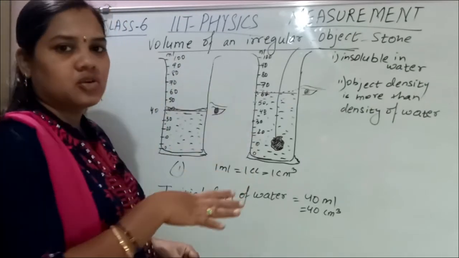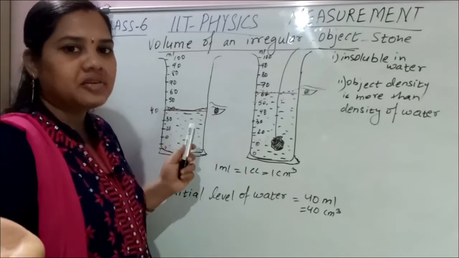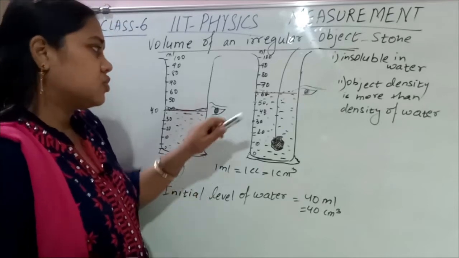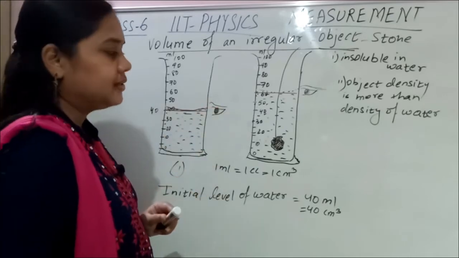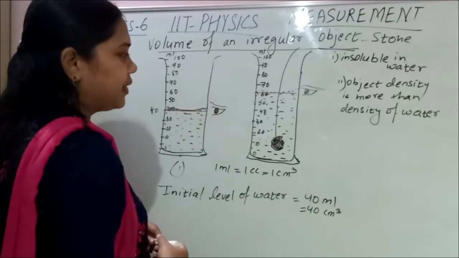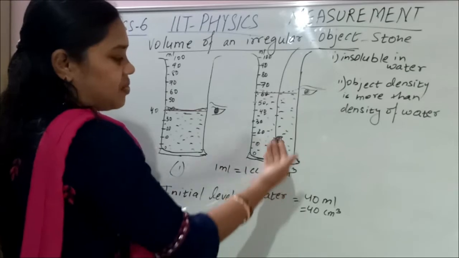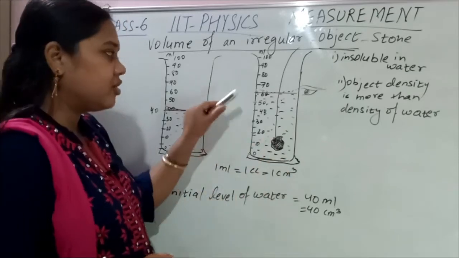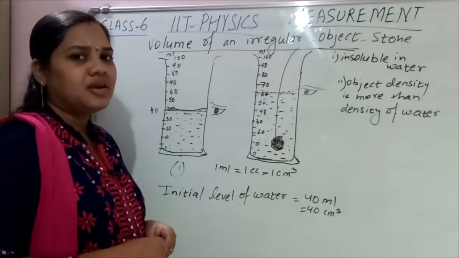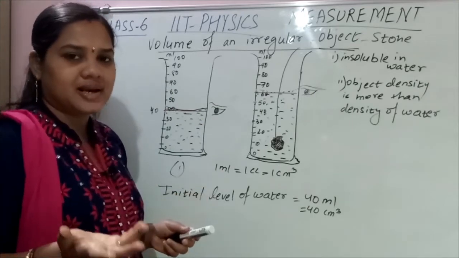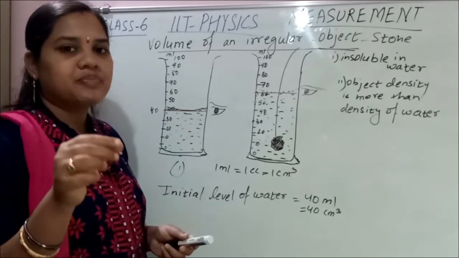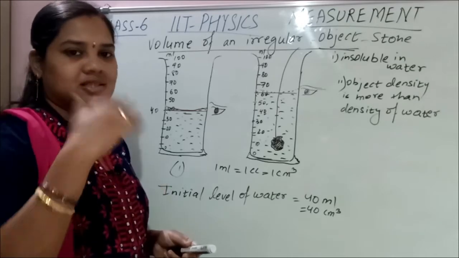If you directly throw it, what will happen? Water will splash out, so it will give a wrong value. So water should not be splashed out. That's why slowly you have to dip it in water. When the stone is immersed in water, you will see the level of water increase. Yes or no? Did you do this anytime? Suppose you take one glass full of water and put some stones, 2-3 stones, in it, its level will increase.